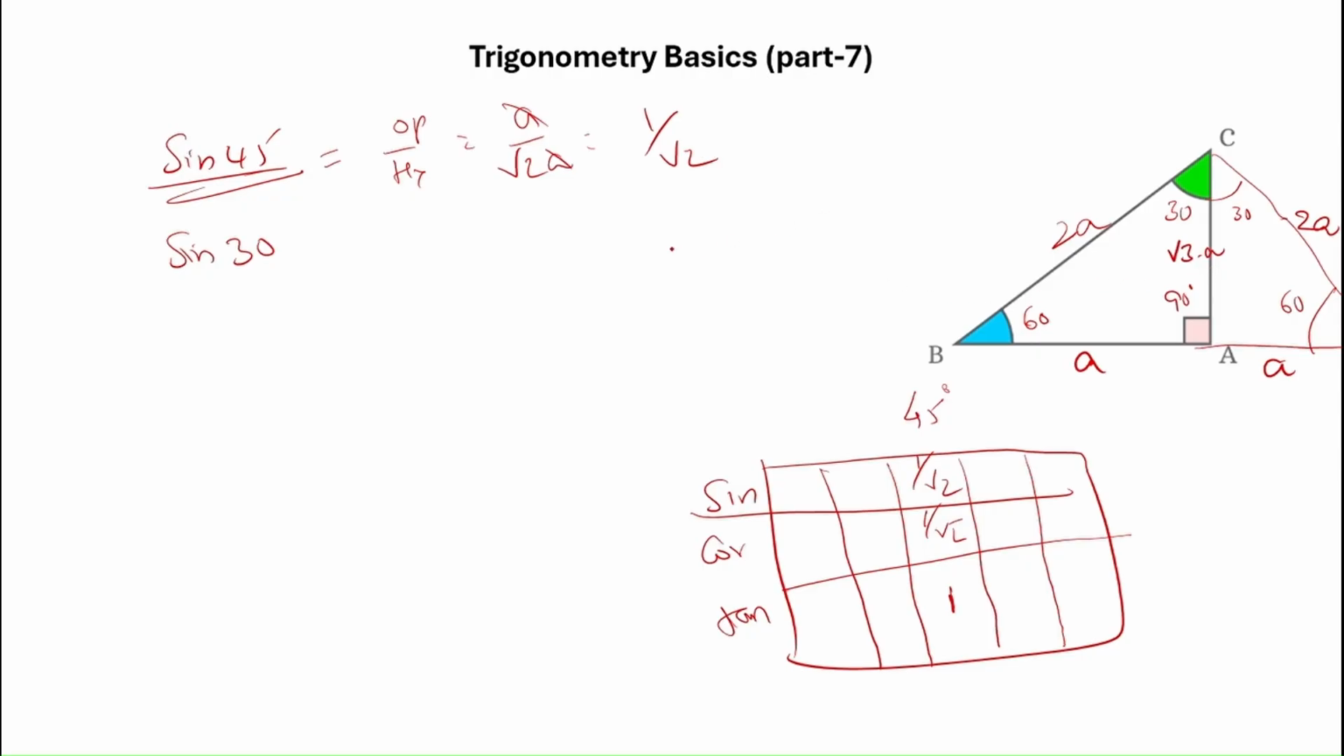Now you can find the values. Sine 30 is opposite side a by hypotenuse 2a, which is 1 by 2. So sine 30 is 1 by 2. For sine 60, root 3a by 2a, which is root 3 by 2. Similarly, cos 30 is root 3 by 2, cos 60 is 1 by 2, and sine by cos becomes tan 30 equal to 1 by root 3. We got 30, 45, 60 degrees.